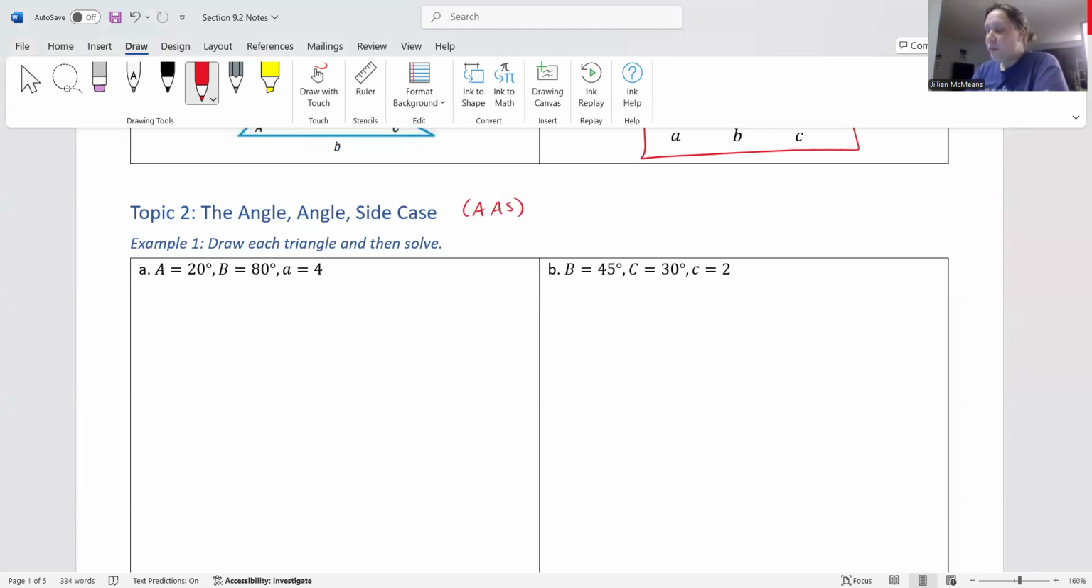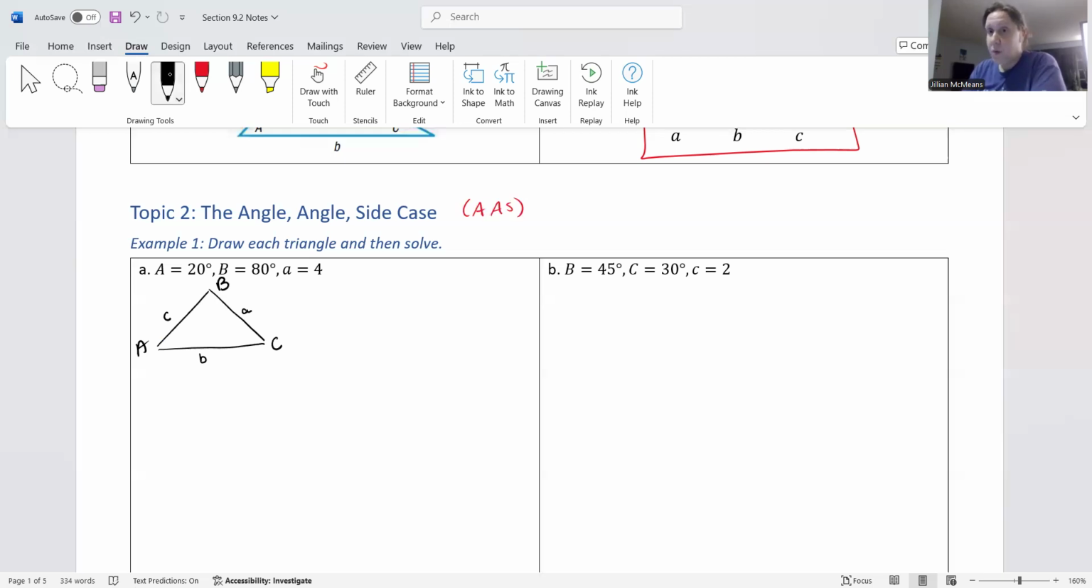I generally label my triangles kind of the same way, and I never draw them to scale, so please understand that. So you may get angles that don't match the size, but I always draw my triangles the same. I start like this, and I always go A, B, C, okay? And then remember, opposite of big A is little a, opposite of big B is little b, opposite of big C is little c, okay?